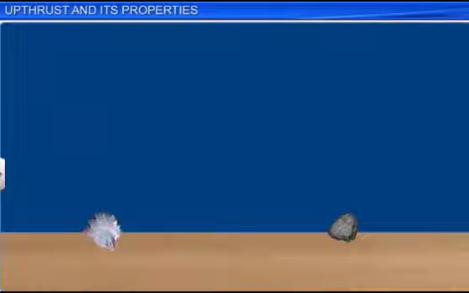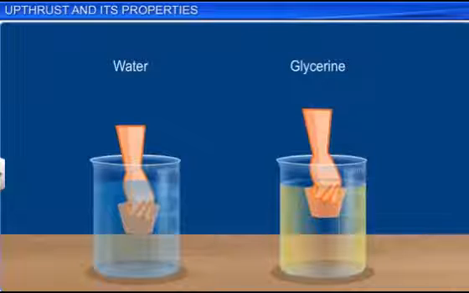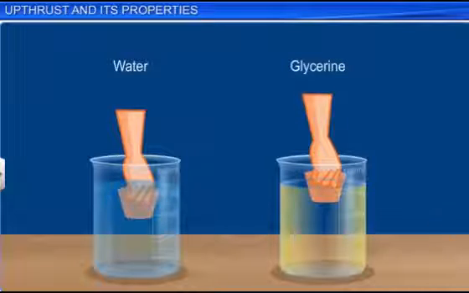If you push identical pieces of cork into two different liquids, say water and glycerine, you will notice that your fingers experience more upthrust in glycerine as it has more density than water.